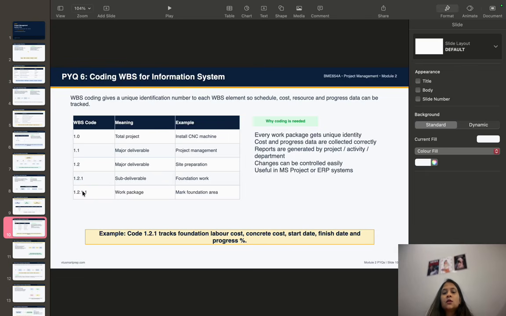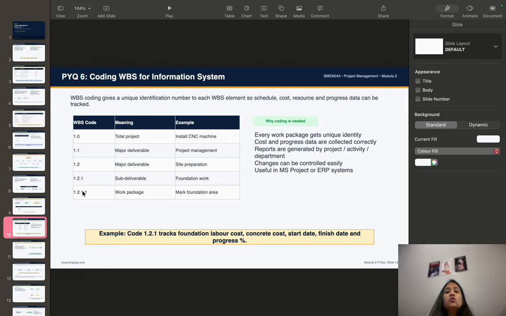The WBS code. The need for WBS coding is because every work package gets a unique identity, and then cost and progress data can be collected correctly. Reports can be generated by project, activity, or department, and change can be controlled very easily, right?